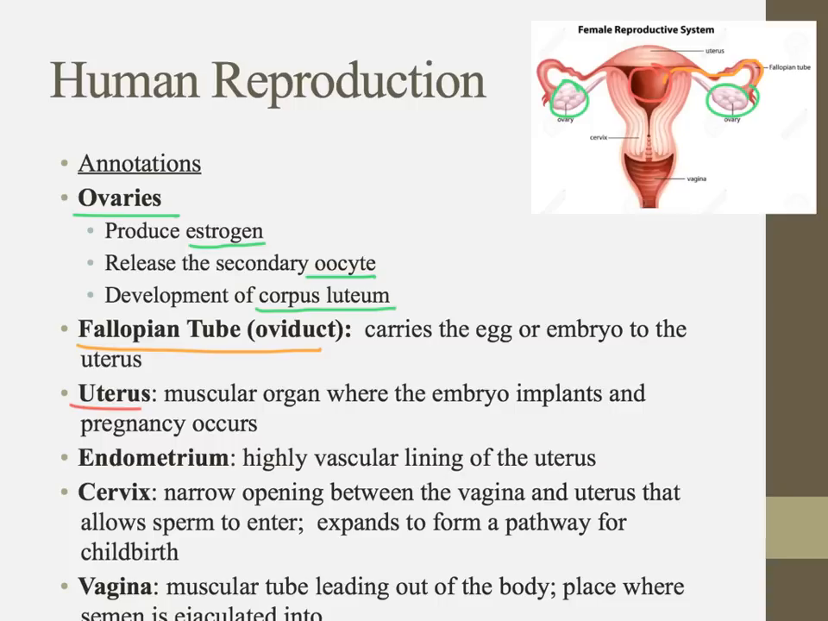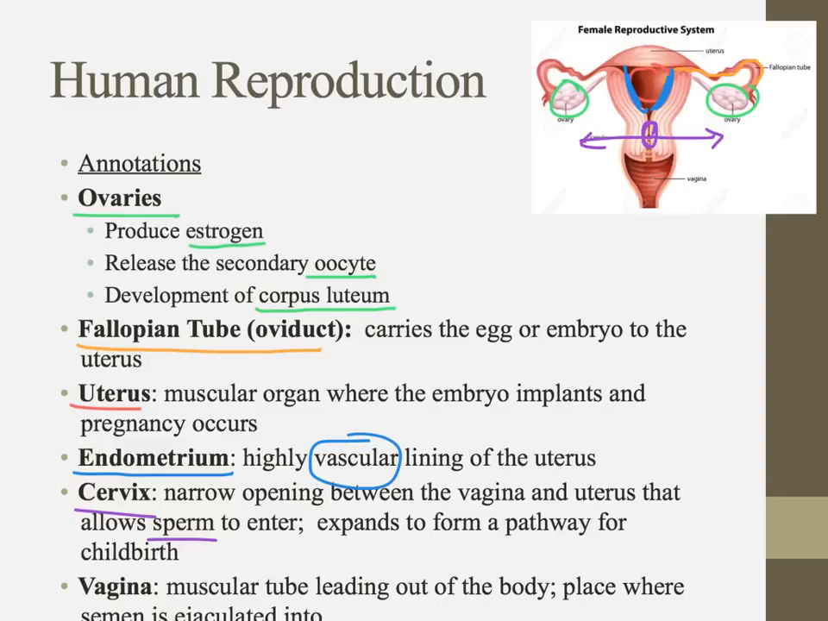All right, so let's move on to the endometrium. This is the lining of the uterus here, highly vascular, lots of blood vessels. We've got the cervix. The cervix is this really narrow opening here between the vagina and the uterus. So this is kind of going to allow sperm to enter. It can expand when a child is getting ready to be born. So when you say that a woman is 2 centimeters dilated or 10 centimeters dilated, they're talking about the dilation or expansion of that cervix.